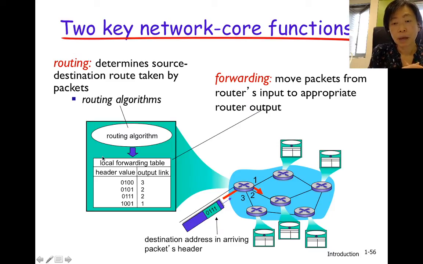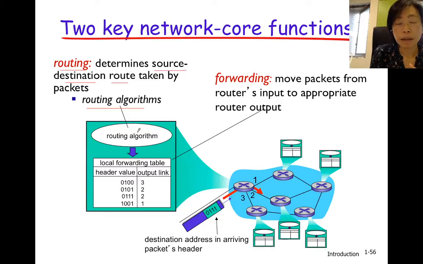Right. Now we again switch gears a little bit and focus on the functionalities that the internet core needs to implement. First is called routing. We have these routing algorithms implemented. There are several of them. We'll be learning them in, I think, chapter 5. What they do is to calculate, from a source to a destination, in fact all the source-destination pairs that are possible on the internet, what is the best path for the packet to travel?